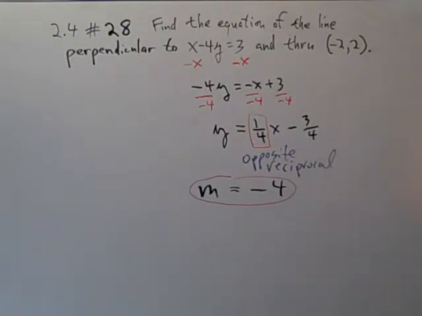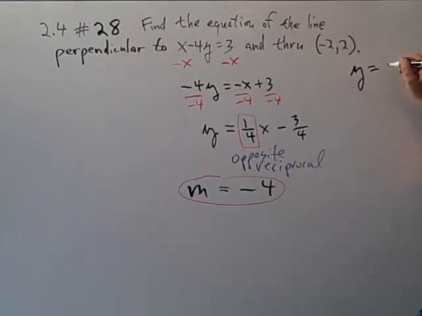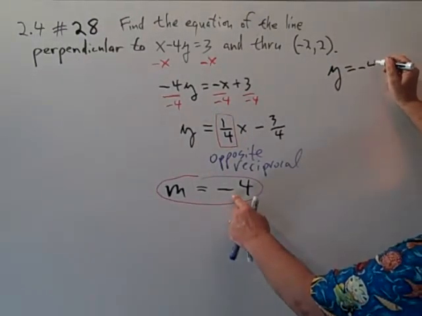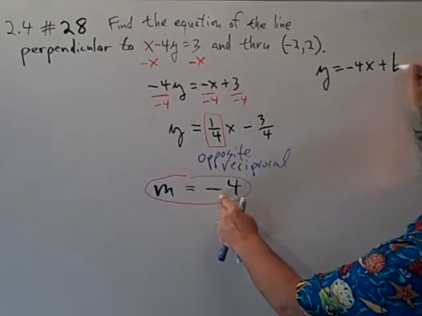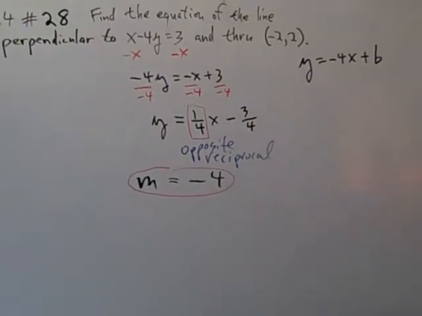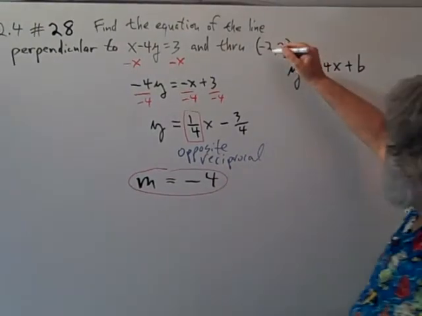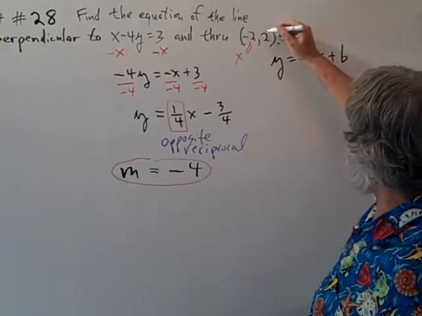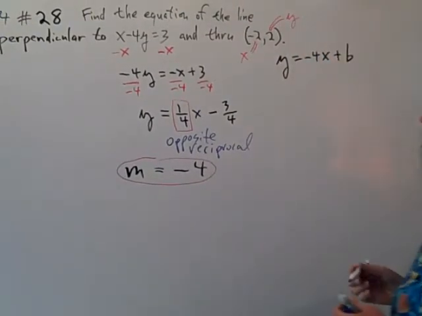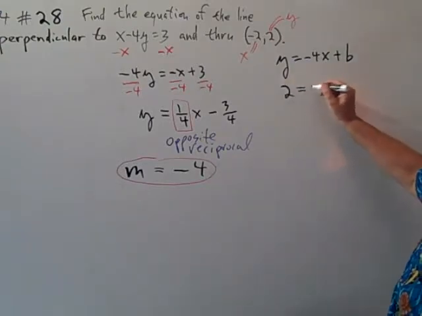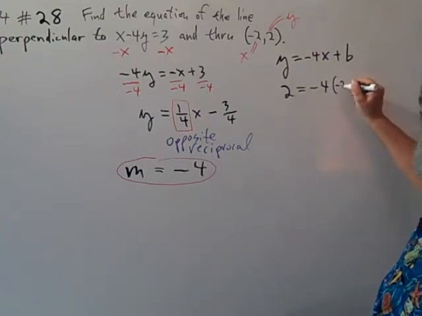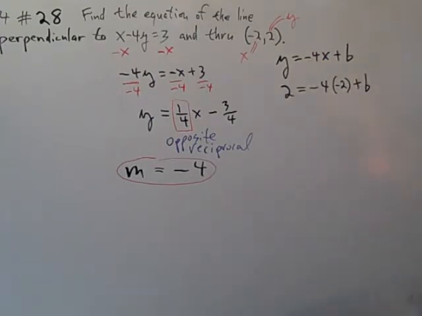So here we go. We'll start with the line in slope-intercept form. y equals, the slope is negative 4 for our line, times x plus b, and we have only to determine what b is. But our line goes through the point negative 2 comma 2, which means that x is equal to negative 2 when y is equal to 2. So we can substitute y equals 2 and x equals negative 2, and that will allow us to solve for b.